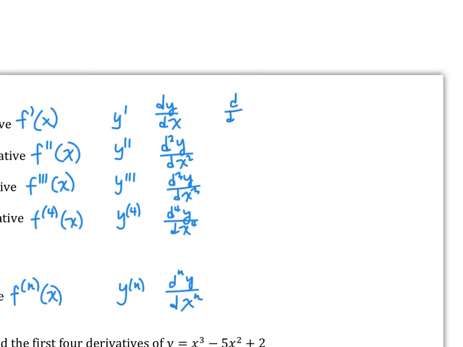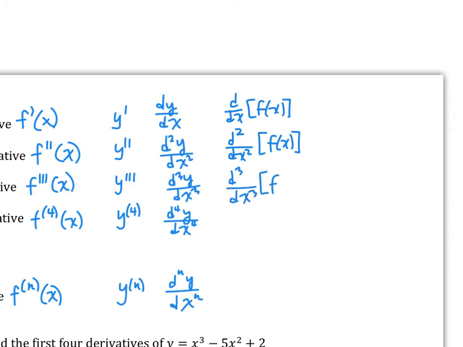Same thing if we are trying to take the derivative of a function: we would say d dx, and then the function. The second derivative would be d, you see the 2 here, and then dx squared, f of x. Please remember the square is not saying you need to square anything, it's just saying the second derivative. Then the third derivative would be like so, the fourth derivative would be like this, and the nth derivative will be like this.